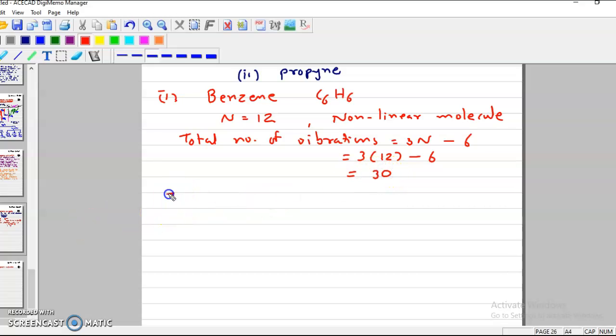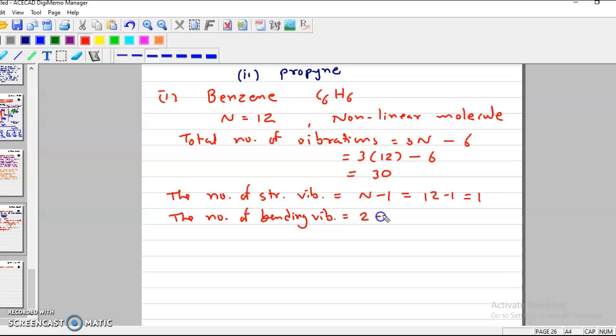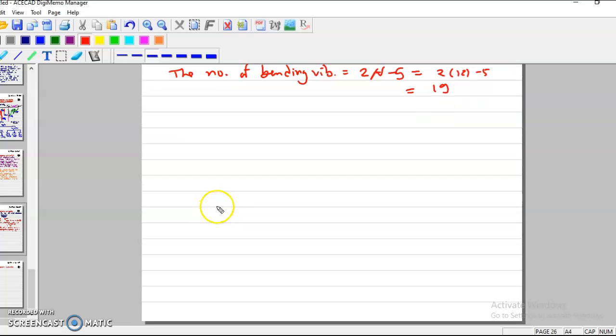Okay, and here the total number of stretching vibrations will be n minus 1, which is 12 minus 1, 11, and the number of bending vibrations will be 2n minus 5, which is 2 into 12 minus 5, which will be 19. So this way we can calculate number of vibrations in a given molecule.